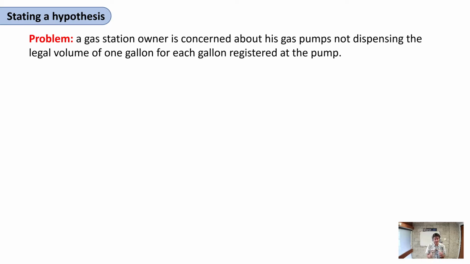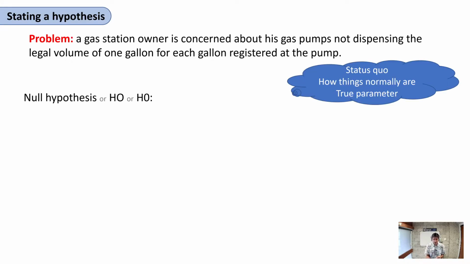Let's look at how to state the null hypothesis, which is also at times indicated with the letters H0. You need to think of the null hypothesis as how things normally are, the status quo, the true parameter, okay? So if you look at the problem, the way that it was stated, you will expect that things normally are the true parameter, basically any time that the gas pump will dispense exactly the legal value of 1 gallon, okay? So the null hypothesis in this specific problem is that the gas volume should be 1 gallon.